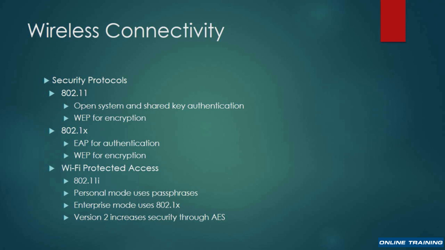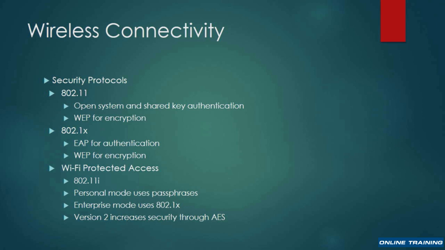As we said, with wireless, you have an inherent security risk due to the open nature of the technology, and so we have to have these additional security protocols in order to account for that. Windows 10 supports all of the same security protocols in the area of wireless connectivity that were supported in the previous versions. First is 802.11.